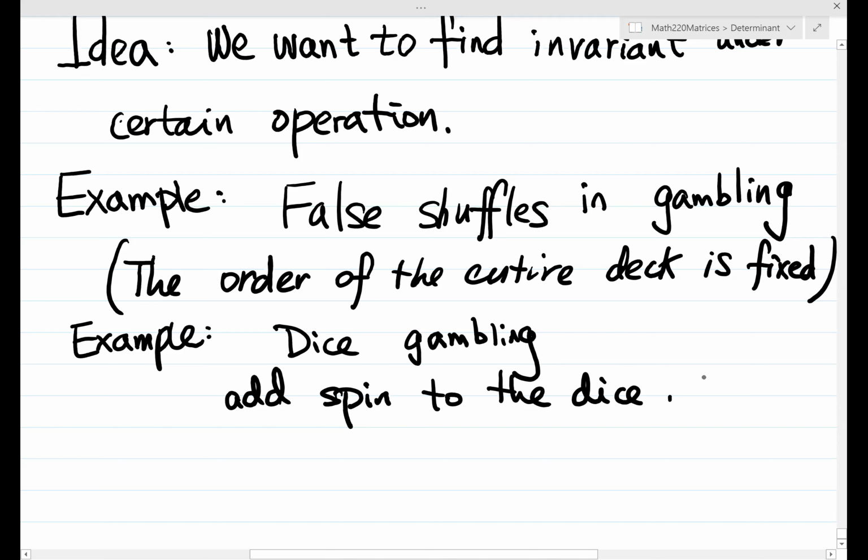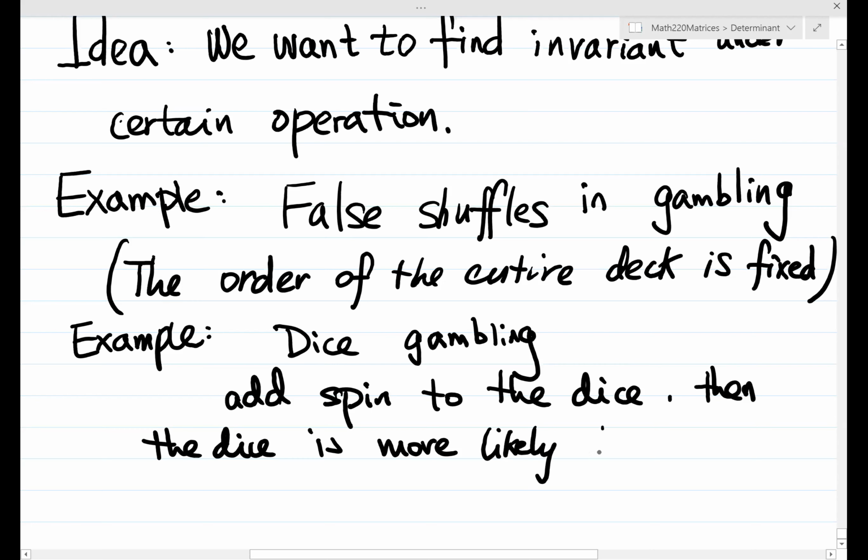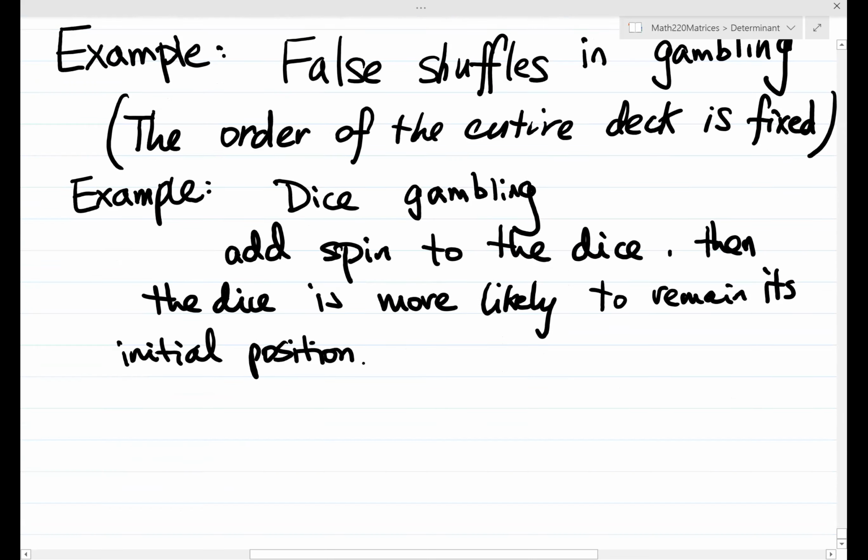Then the dice is more likely to remain the same, to remain in its initial position. I.e. invariant.